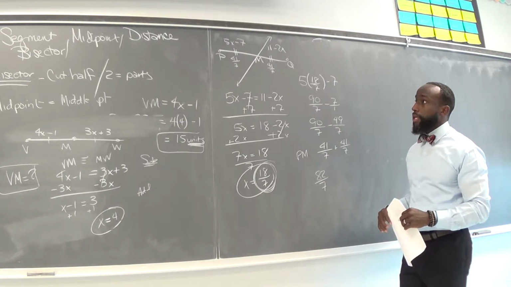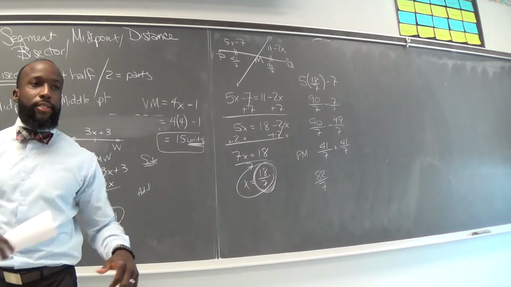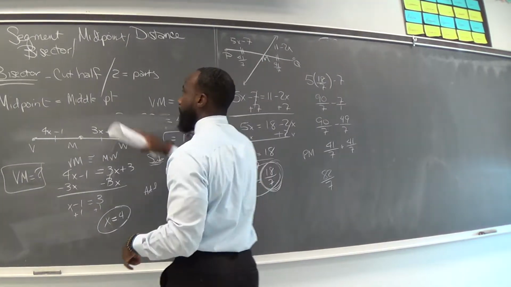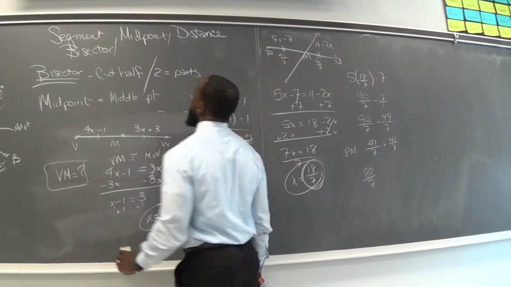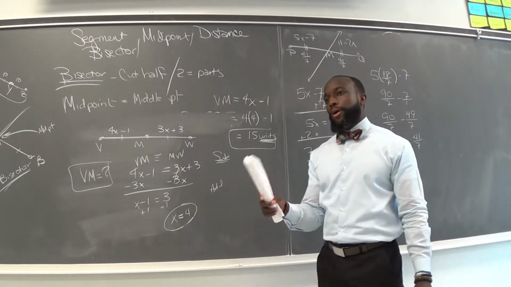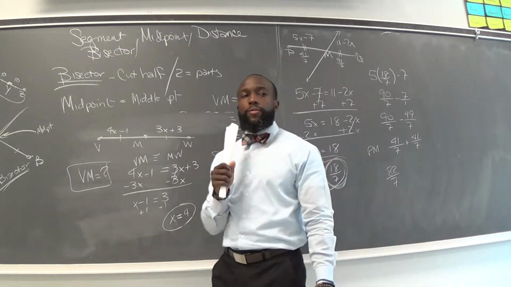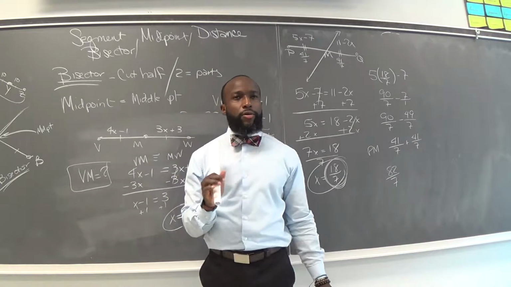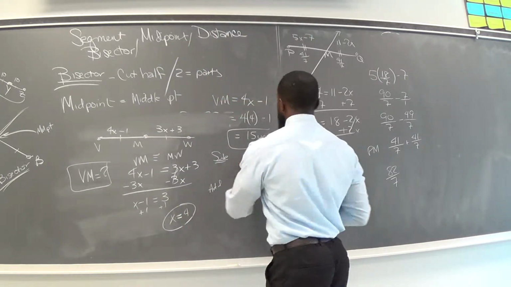Alright, awesome sauce. So we've dealt with segment bisectors. The bisector cuts it in half. The midpoint is the place where that half is happening, right? Now, let's look at the midpoint formula. The midpoint formula deals with midpoint, and distance deals with coordinates. What are coordinates? We talked about that yesterday. A point, a place, a location, right?